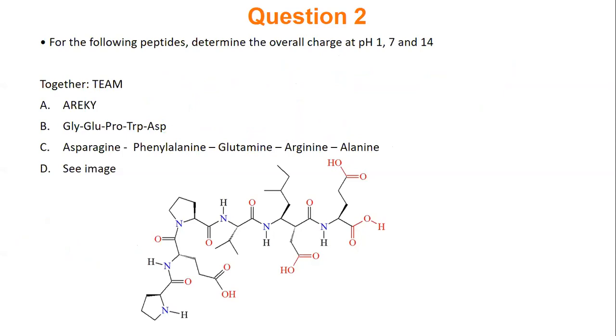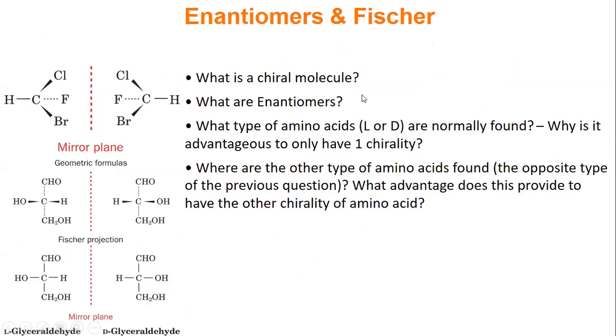The last thing we have to get on this slide, on this slideshow, is simply the ideas of enantiomers and Fischer projections. So we just start with the question, what is a chiral molecule? And for us, a chiral molecule cannot rotate on its mirror image.